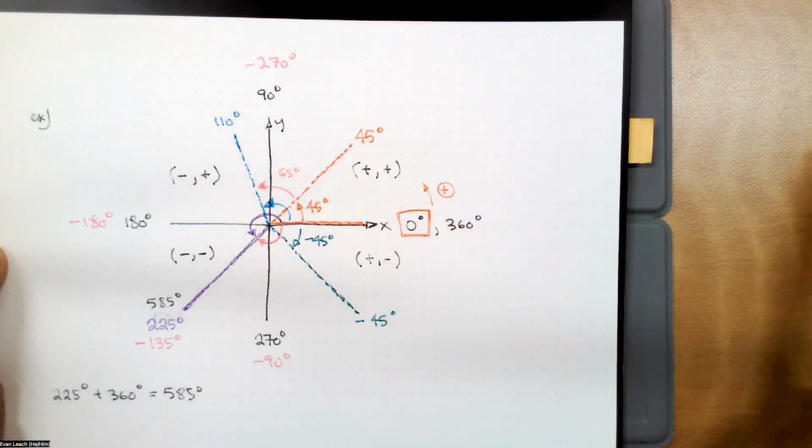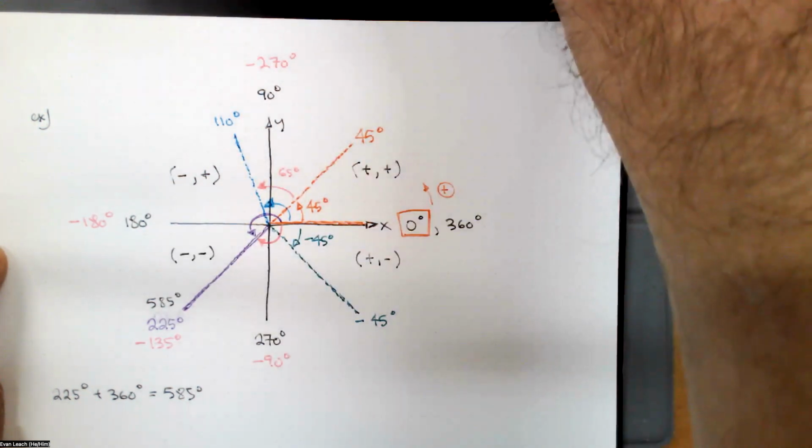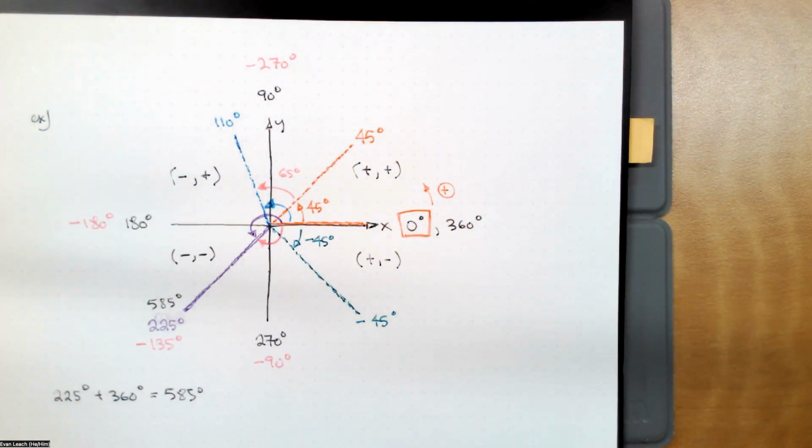So x's are positive in 1 and 4, y is positive in 1 and 2. This is why counterclockwise is positive, because we said right is positive and up is positive. So all the positive stuff happens in this first quadrant. So we need to go that way to make things positive. There's nothing sinister about it.